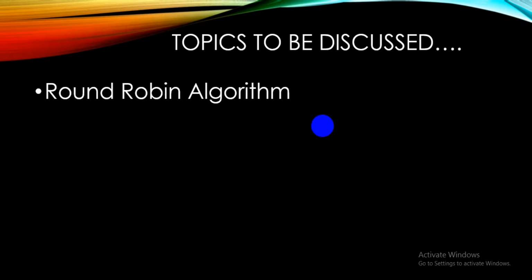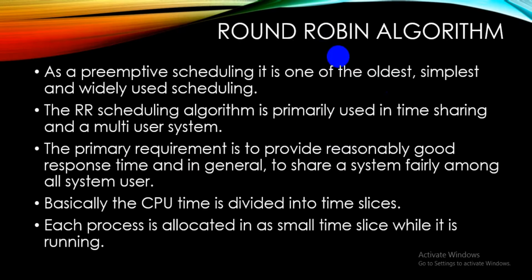Hello friends, today's topic is the round robin algorithm in the subject operating system. Now, as preemptive scheduling, it is one of the oldest, simplest and most widely used scheduling algorithms, and the RR scheduling algorithm is primarily used in time sharing and multi-user systems.